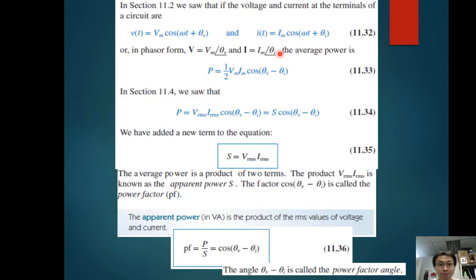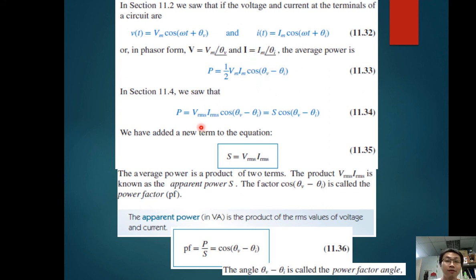So, apparent power and power factor. We saw that if the voltage and current at the terminal of a circuit are v(t) equals Vm cos(omega t plus theta V) and i(t) equals Im cos(omega t plus theta I), then in phasor form we change to V equals Vm angle theta V, and I equals Im angle theta I. Then I apply the average power, P equals half Vm Im cos(theta V minus theta I).